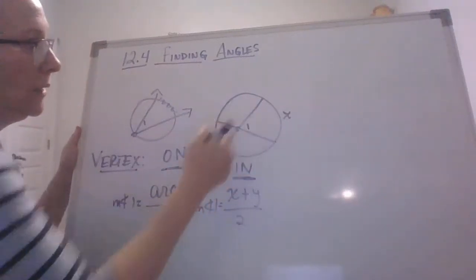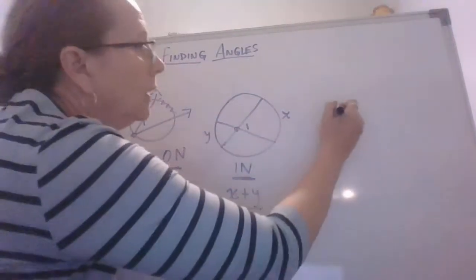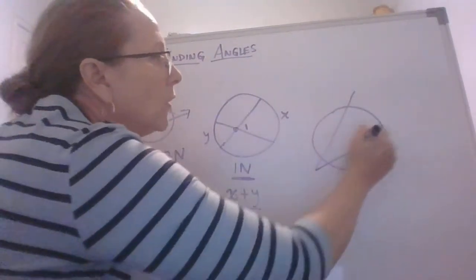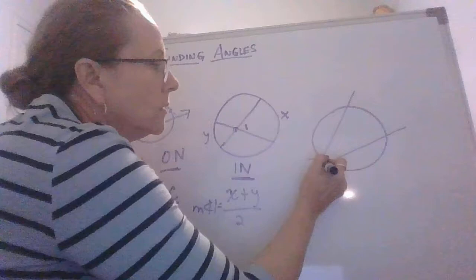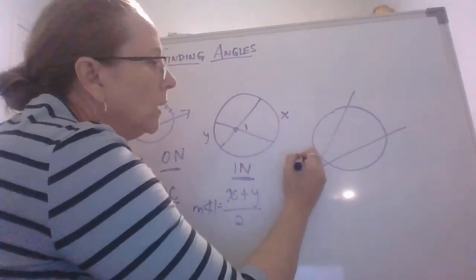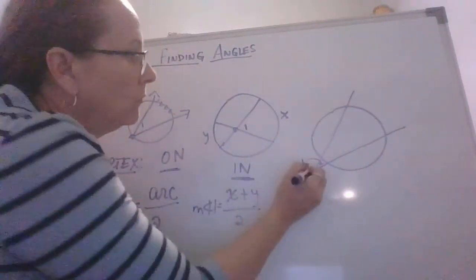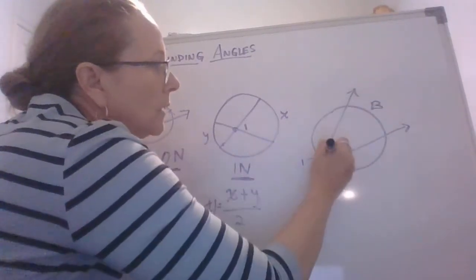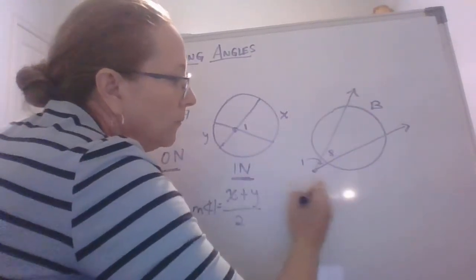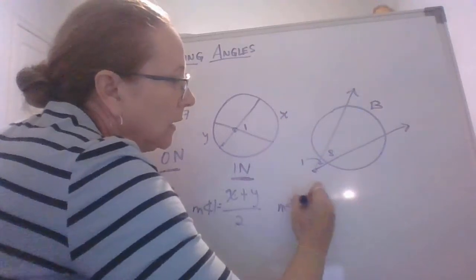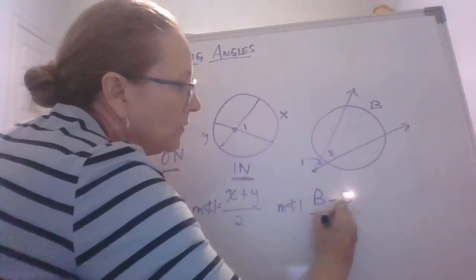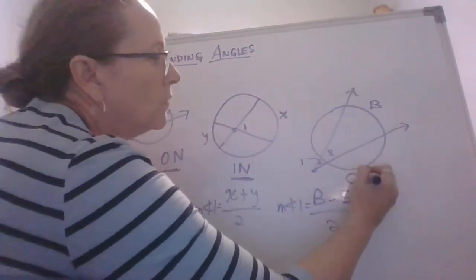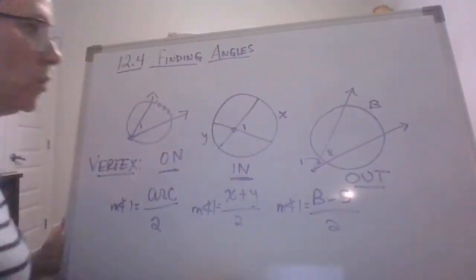Measure of angle 1 here. Or, and I'm just going to draw one of the three possibilities, if our angle is outside, sorry, I should have drawn that a little bit bigger. Angle 1, vertex outside the circle. And we're talking big and small arc. Measure of angle 1 is big minus small arc divided by 2. And that is for a vertex outside the circle.